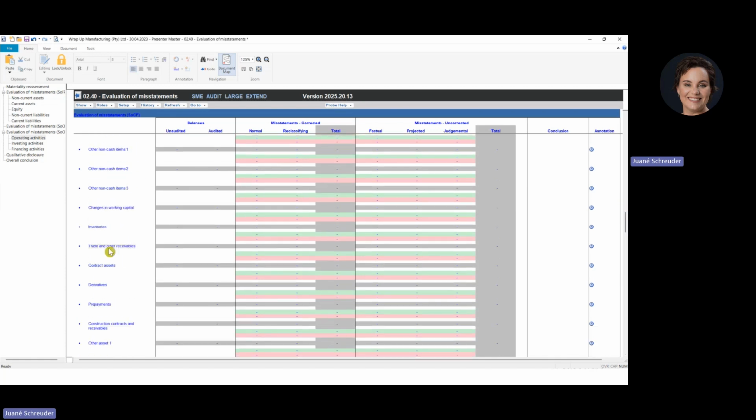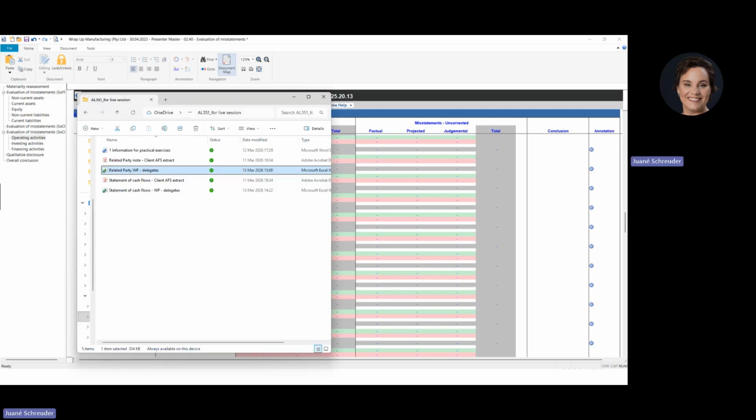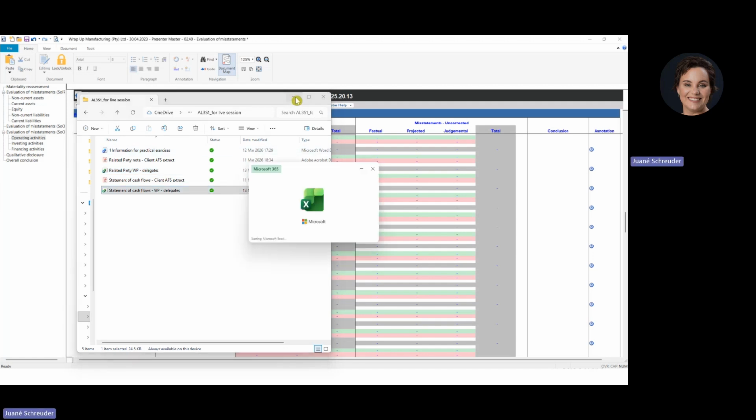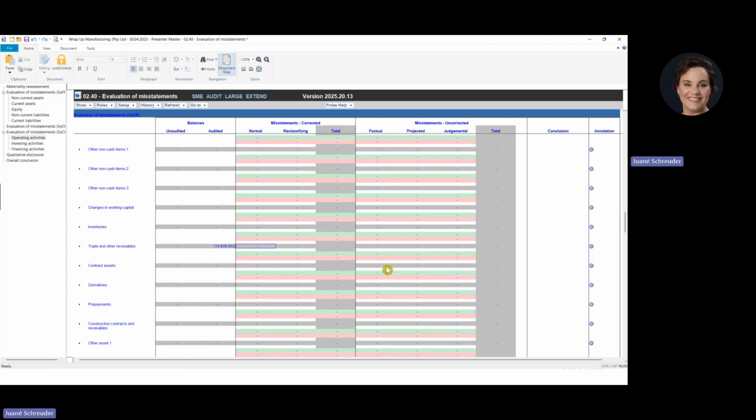For trade and other receivables, there we have our number is 14 million. So minus 14878,053. I guess I can probably open the working paper for you, right? Let me quickly just show you. Now, I wonder if I saved this working paper. That will be interesting to see. And if I just closed it now.